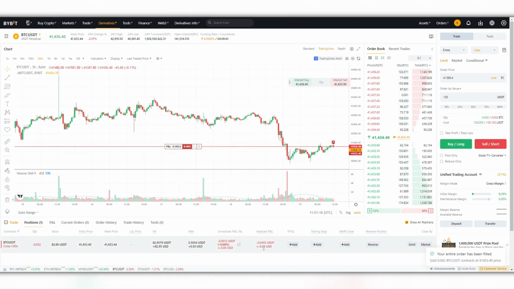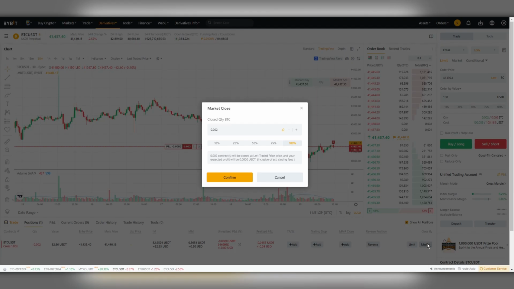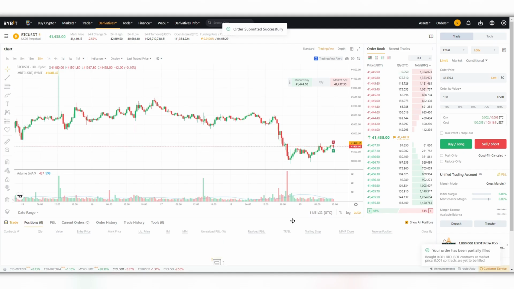Now it turns out that when Bitcoin grows, our P&L will fall. And when Bitcoin falls, it will rise, and then we can close it at any time, let's say at the market, just by clicking market 100% and confirm. The transaction will be closed very conveniently, very simply.